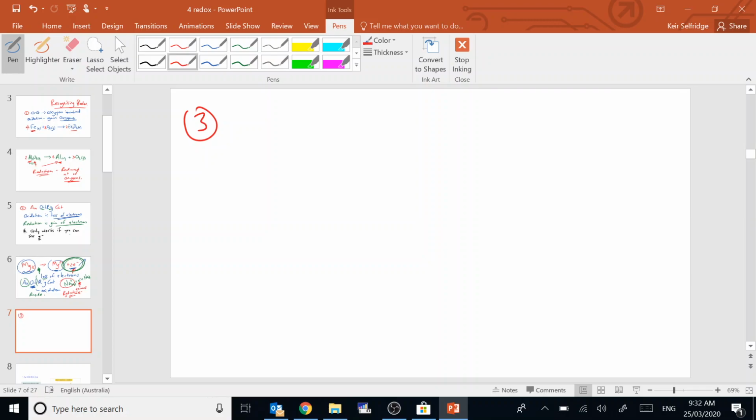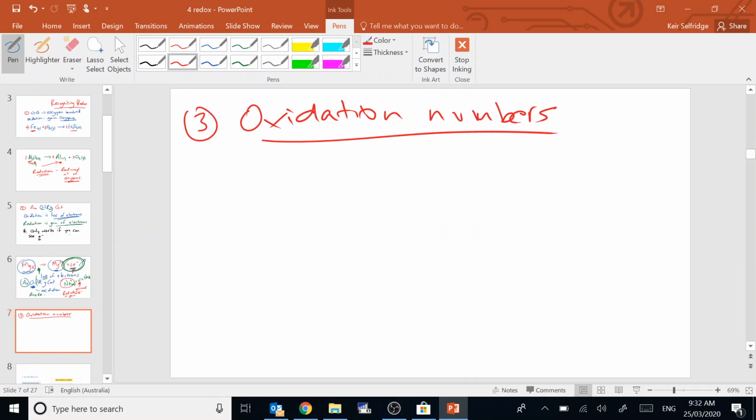Then the third method is oxidation numbers. And oxidation numbers is the final way that we're going to recognize whether reduction or oxidation or neither occurred. Oxidation numbers have got a few rules. They're rules that might be hard to kind of memorize, but they are rules that once you get, they kind of flow and they kind of make sense.